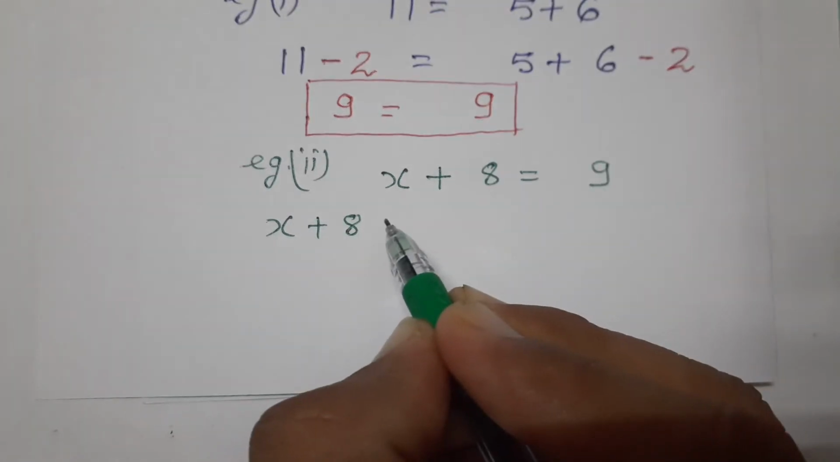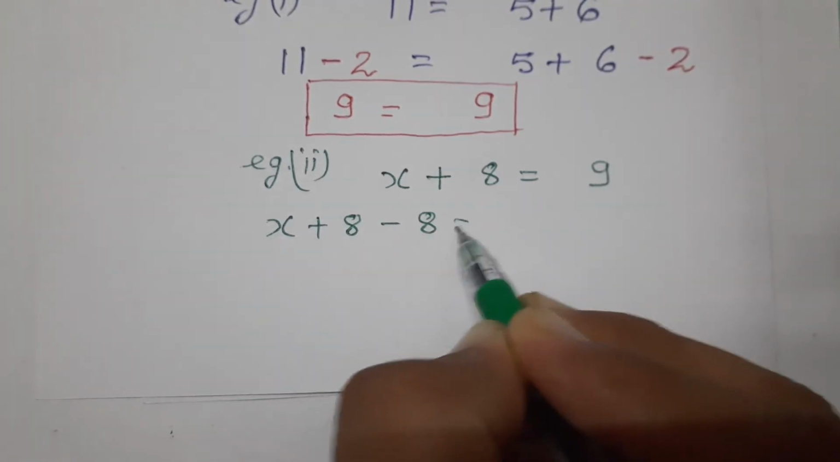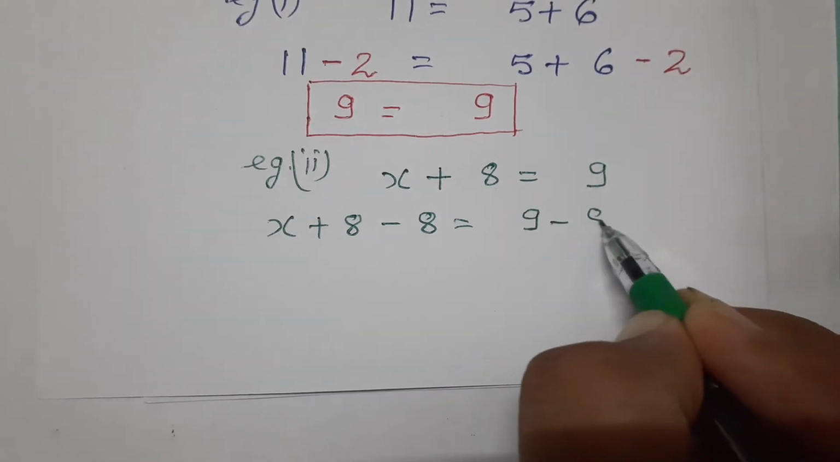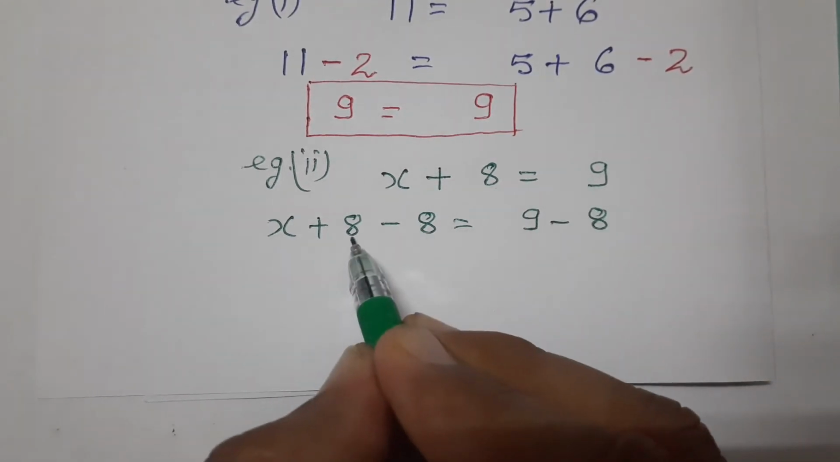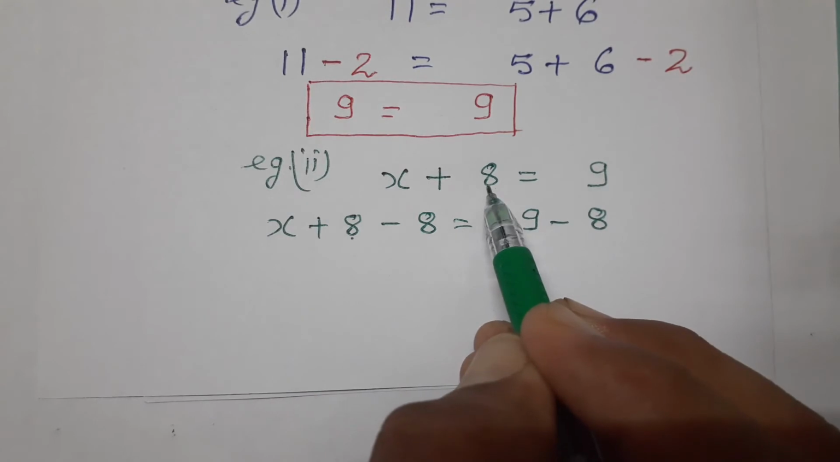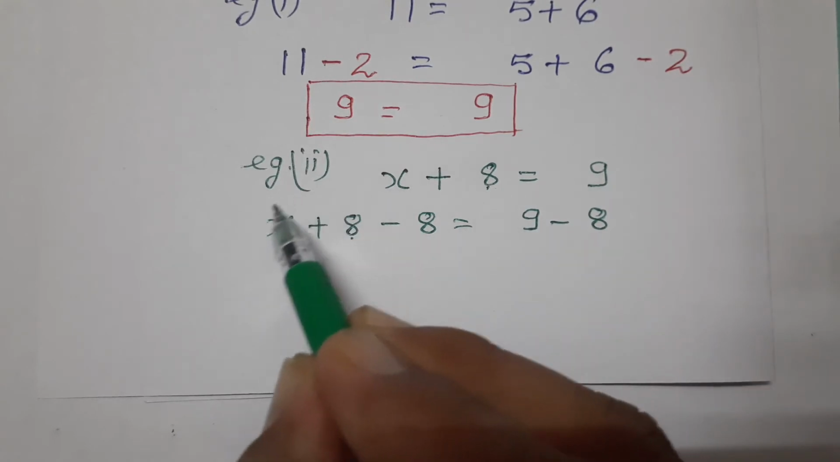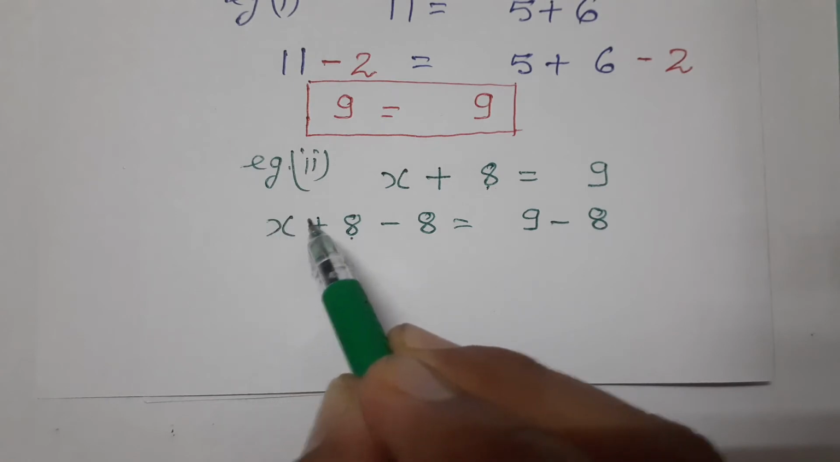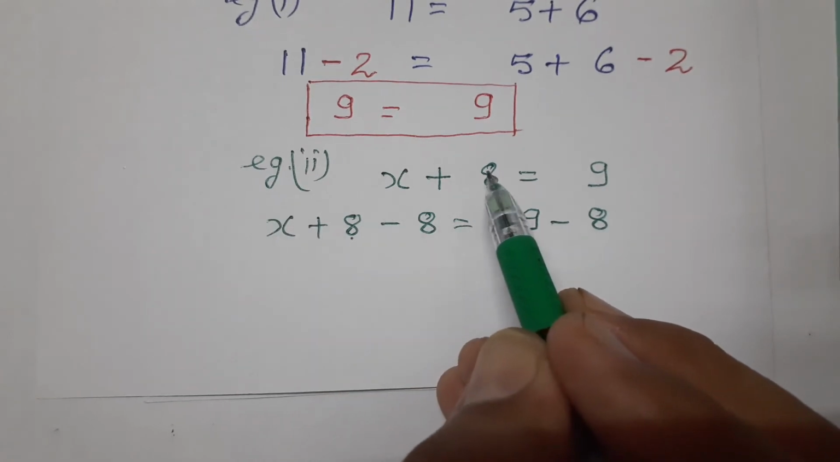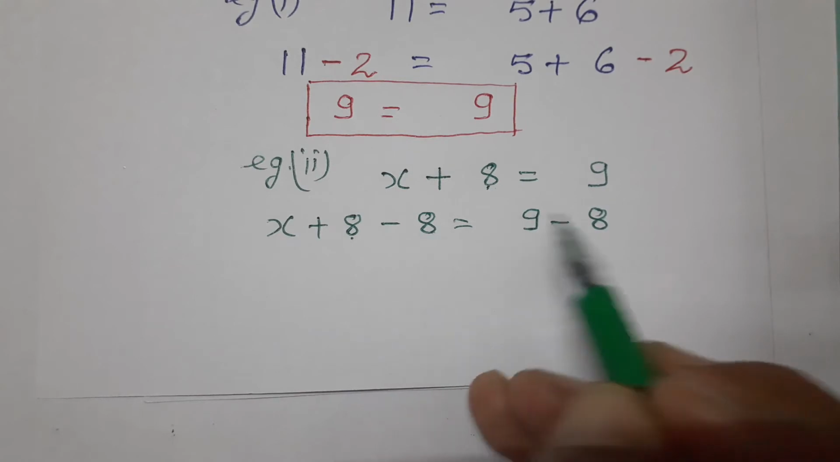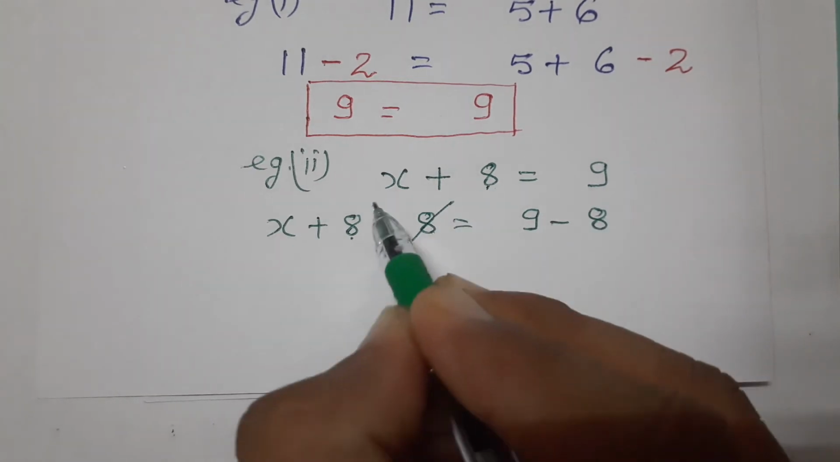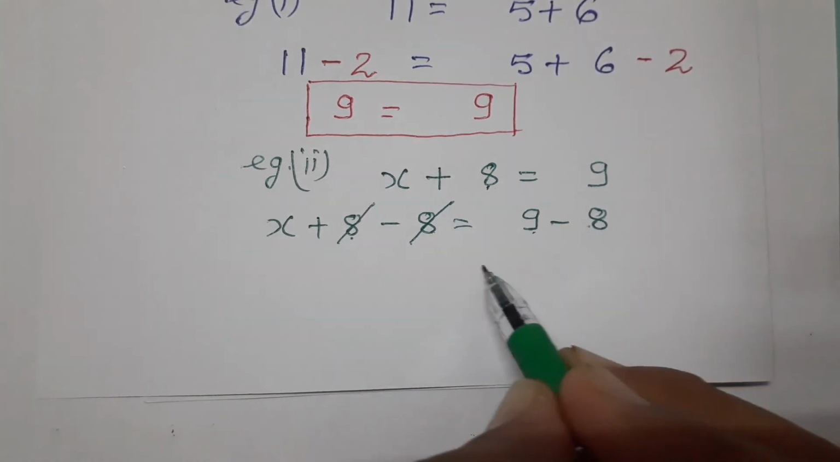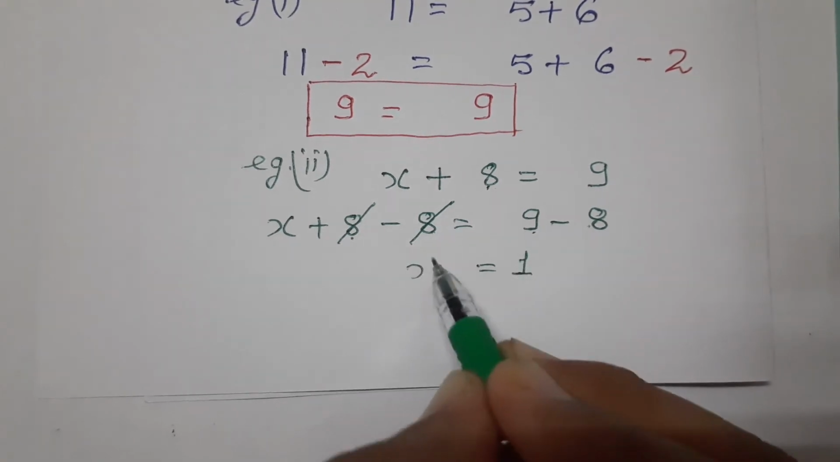दोनों तरफ हम क्या करने वाले हैं, -8 करने वाले. Why have we subtracted only 8? Because we need to remove this plus 8, so that we get only the variable part on the left hand side. हमें left hand side में variable वाला part चाहिए. So that's why we are removing it. अगर यहाँ plus 5 होता तो we will subtract 5 from both sides. So plus 8 and minus 8 cancel out. 9 minus 8 is 1, and x equals 1.